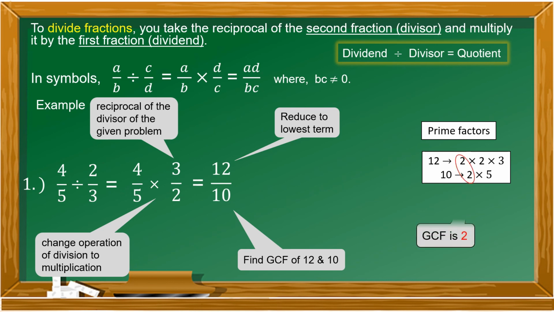That will be your GCF, 2. The GCF is 2, which can divide the numerator and also the denominator. So 12 divided by 2 over 10 divided by 2, the final answer is 6 over 5.